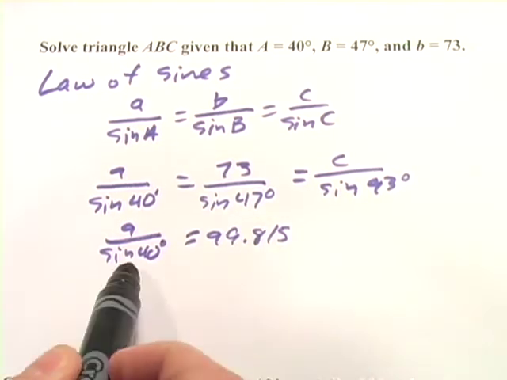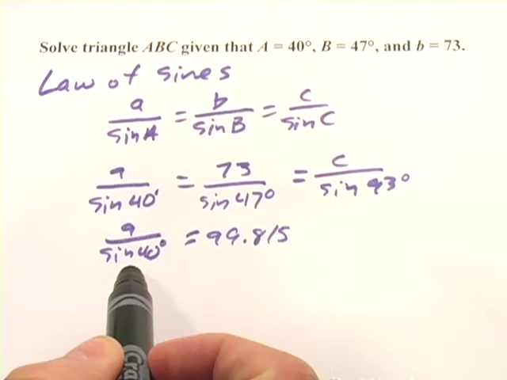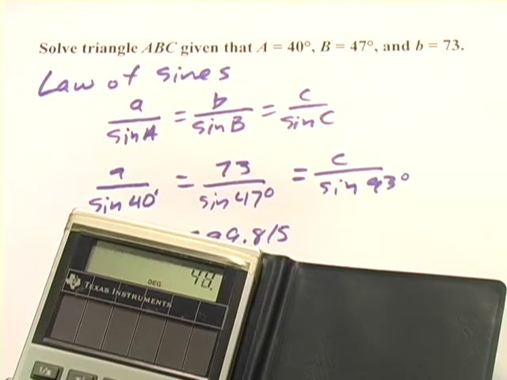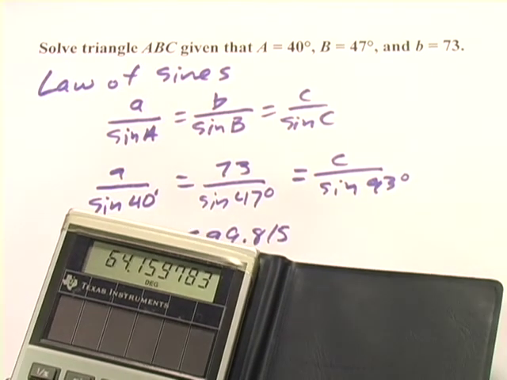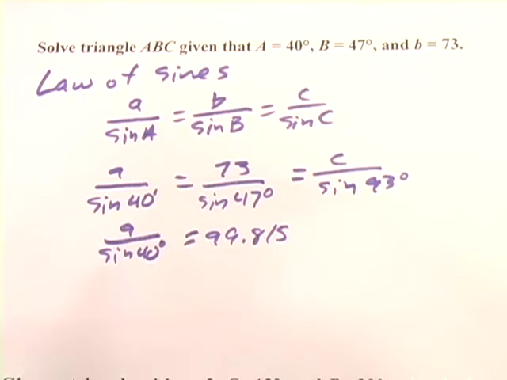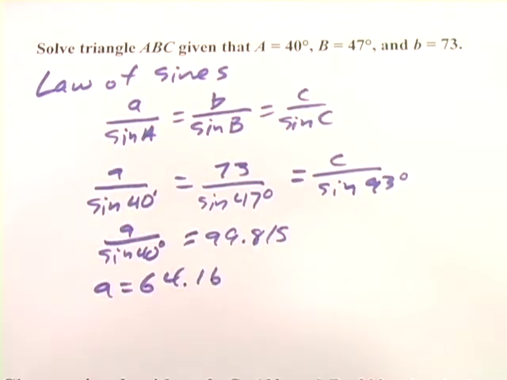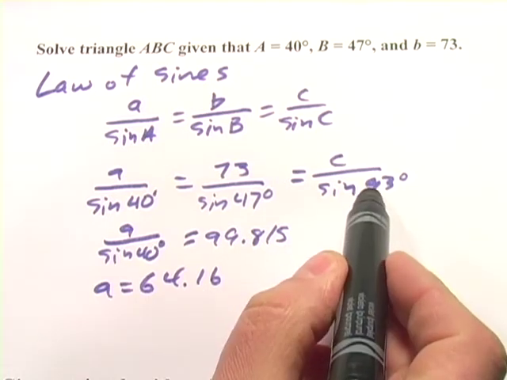And to solve for A here, all we would do is multiply this number by the sine of 40. So we'll do that. This number times sine of 40. And we get 64.16. Okay, so side A equals 64.16. And then we'll do the same thing over here with C.